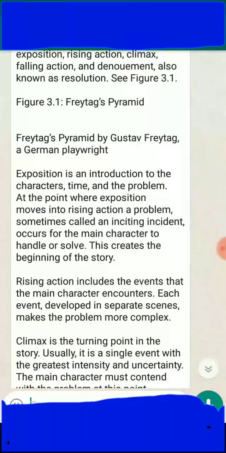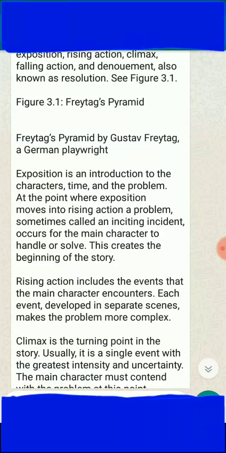Freytag's Pyramid by Gustav Freytag, a German playwright. Exposition is an introduction to the character, time, and the problem. At the point where exposition moves into rising action, a problem, sometimes called an inciting incident, occurs for the main character to handle or solve. This creates the beginning of the story.